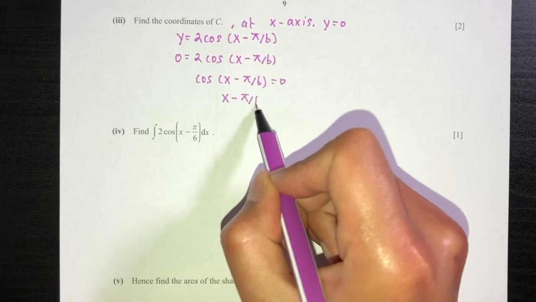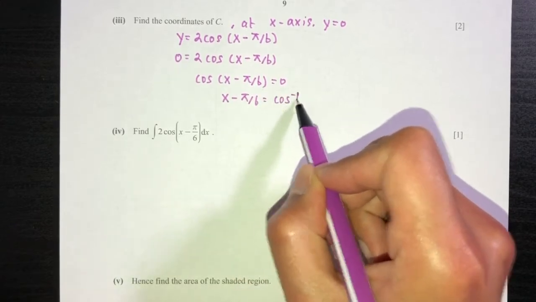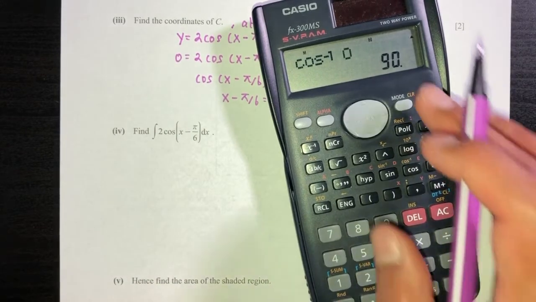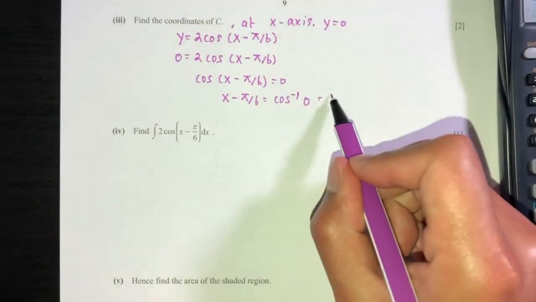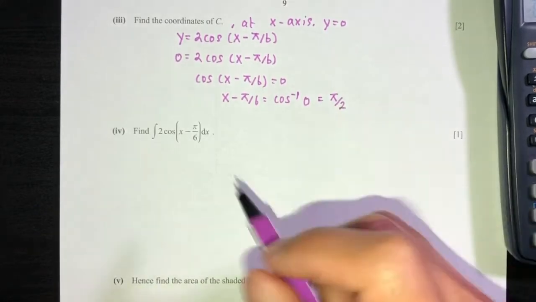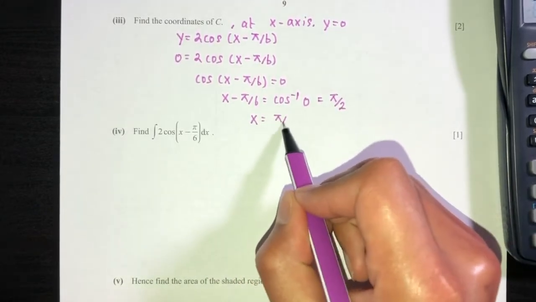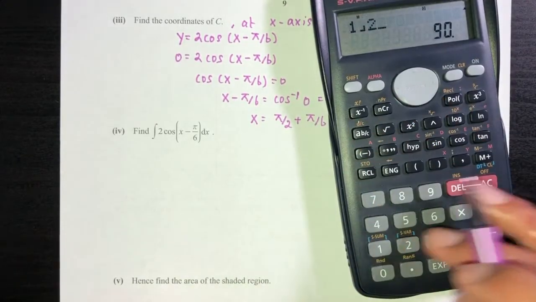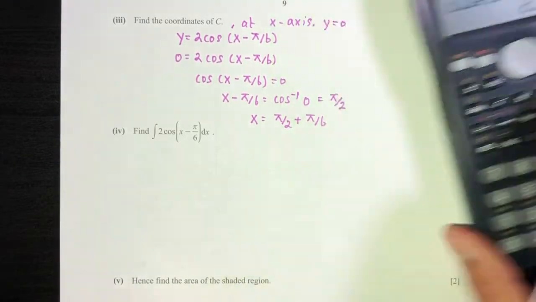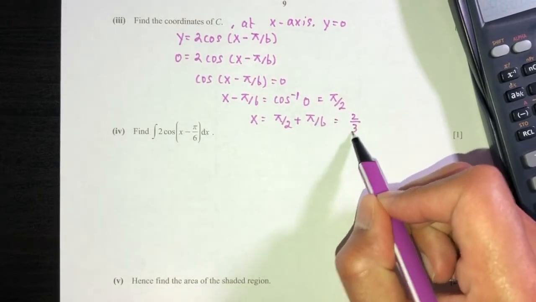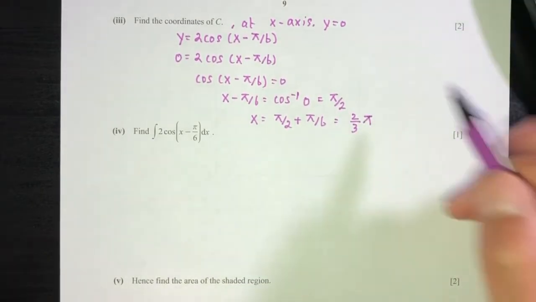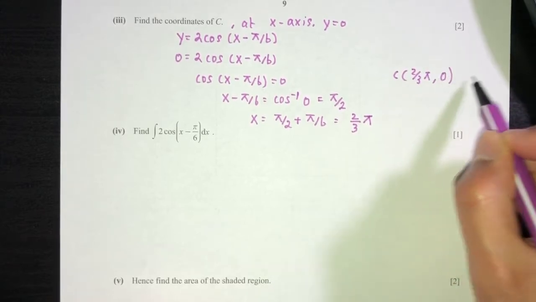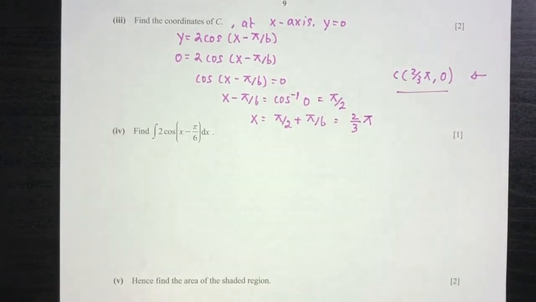X minus pi by 6 will be cos inverse of 0. So what is cos inverse of 0? That is 90 degrees, which is pi by 2. So x is pi by 2 plus pi by 6, which gives you 1 over 2 plus 1 over 6. That will be 2 over 3 pi. That is your value for x. So your point C is (2 over 3 pi, 0). That is your point C.